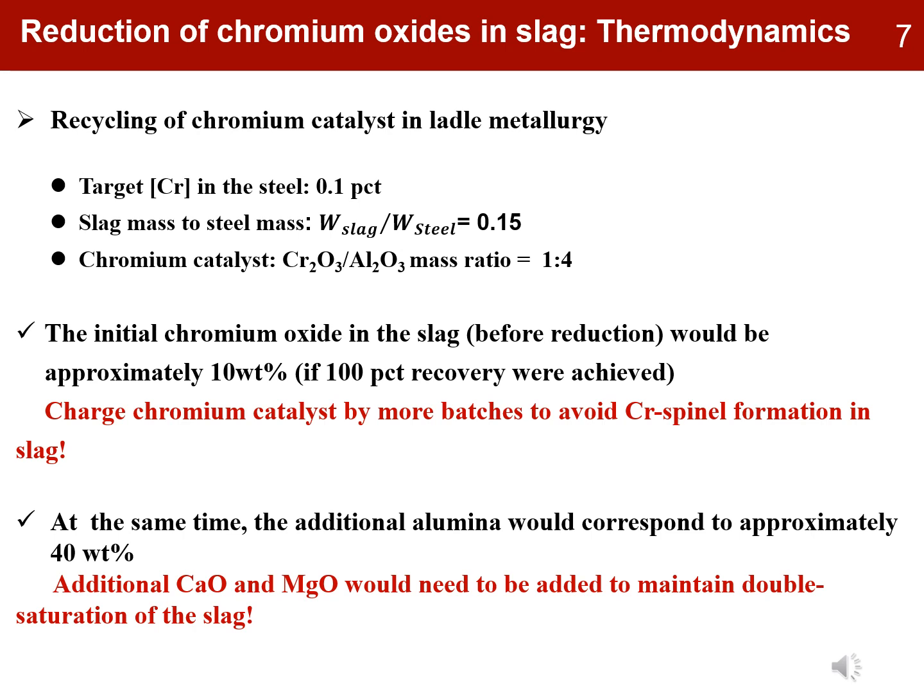So for the recycling of chromium catalyst in ladle metallurgy, if we target 0.1% chromium in steel, the initial chromium oxide charged into the slag should be about 10%. This probably means not charging the chromium oxide in just one go, but maybe in 2 batches. Another thing to be noted is that additional alumina would be introduced into the slag through the catalyst. So, additional calcium oxide and magnesium oxide would need to be added to maintain the double saturation of the slag.